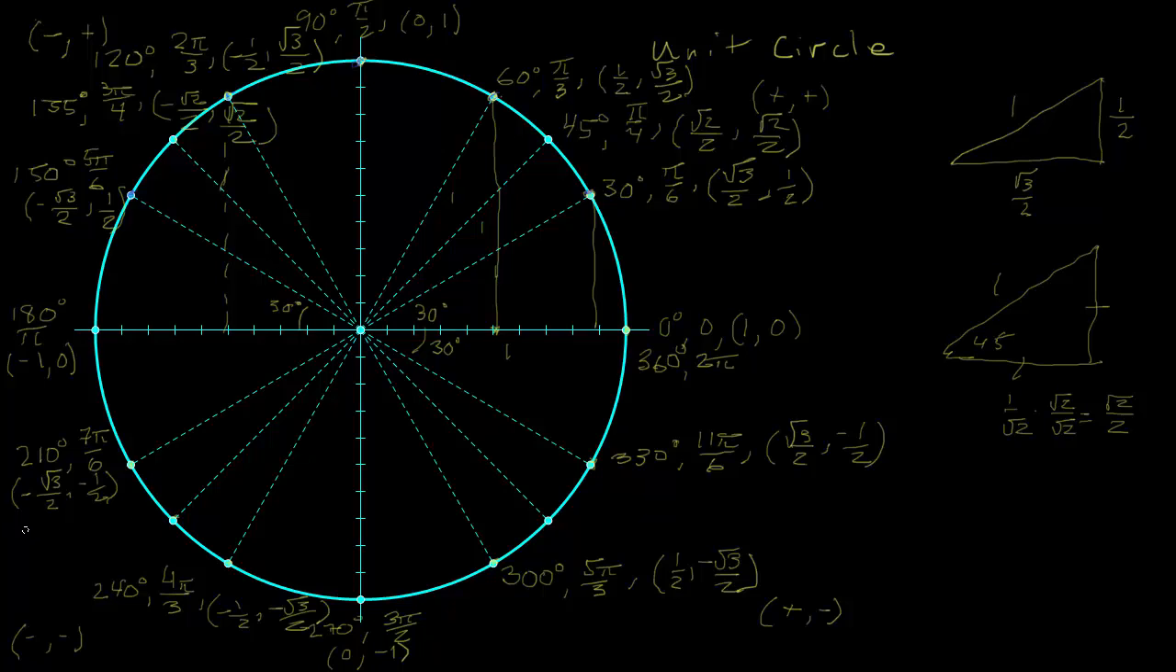Down here we're adding 45 degrees to 180 for this point. So this is 45 added to 180, which is 225. Thinking in terms of fourths, this is 4 pi over 4, so down here this would be 5 pi over 4. Negative, negative, so negative root 2 over 2, negative root 2 over 2.